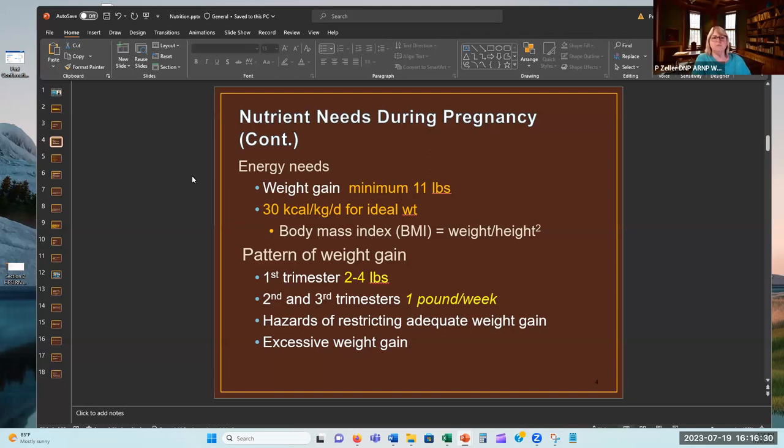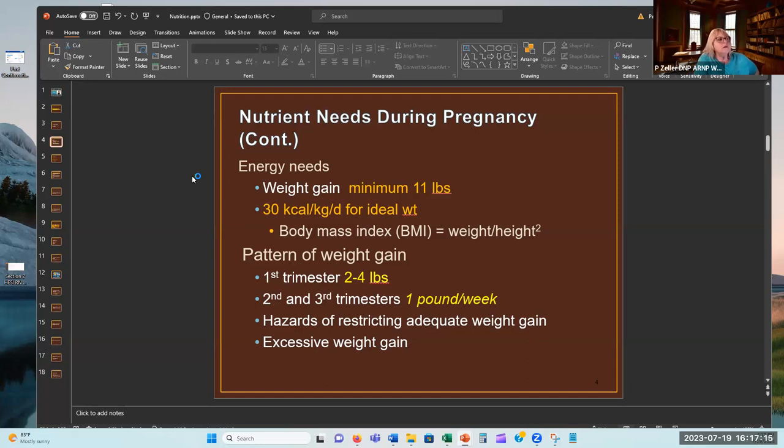A woman who's pregnant needs 175 grams of carbohydrates on a daily basis. It sounds like a lot, but carbohydrates are the energy source for the placenta and the fetus. Protein, about 30%. You don't have to memorize that. So about 300 to 400 more calories a day. Weight gain, minimum 11 pounds. Make sure you know the BMI for your test, how to calculate a BMI.